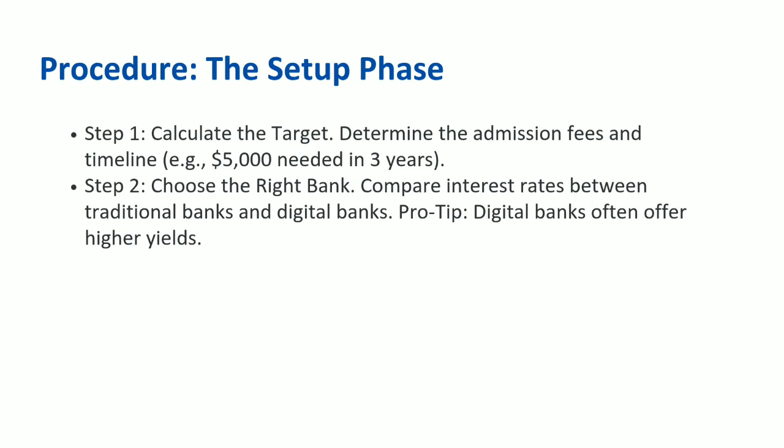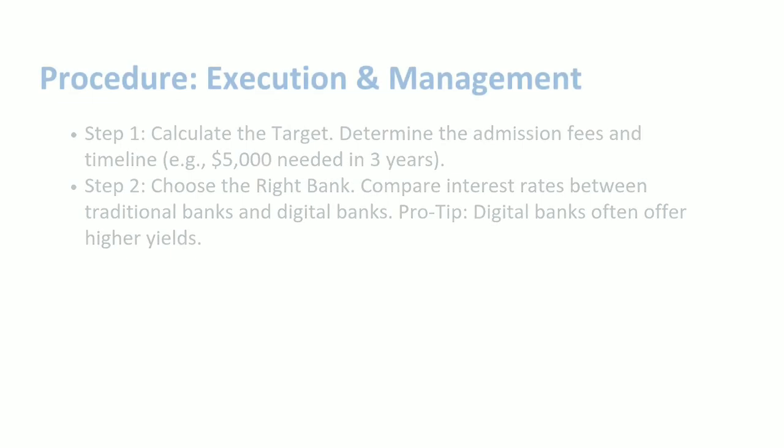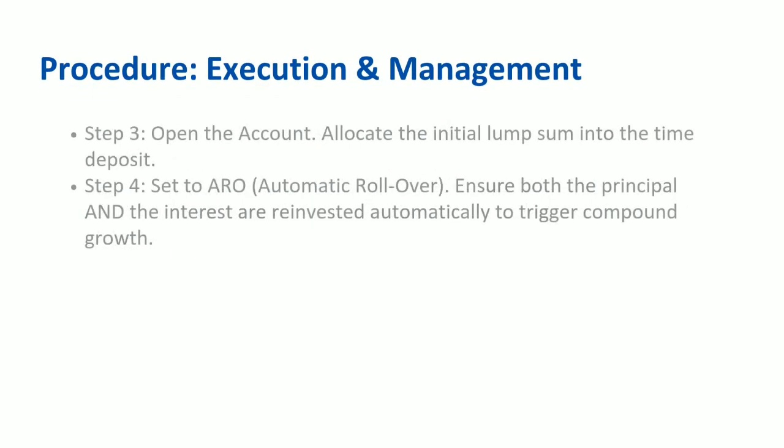Let's get into the procedure, starting with the setup phase. Step 1. Calculate the target. You need to determine the exact admission fees and map out your timeline. For example, projecting that you will need $5,000 in exactly 3 years.